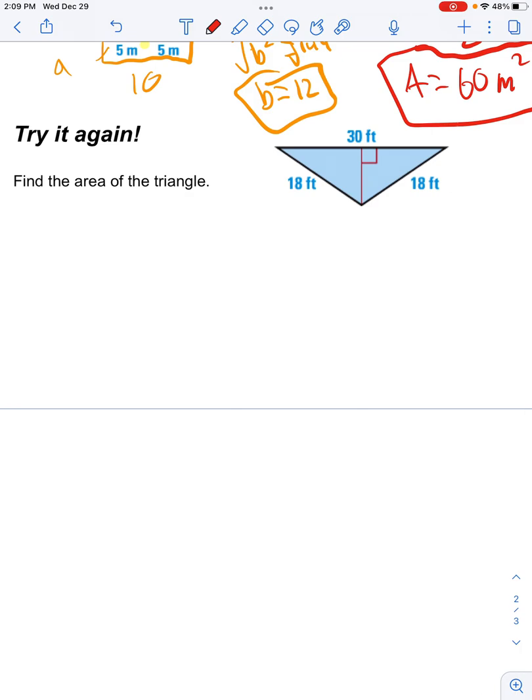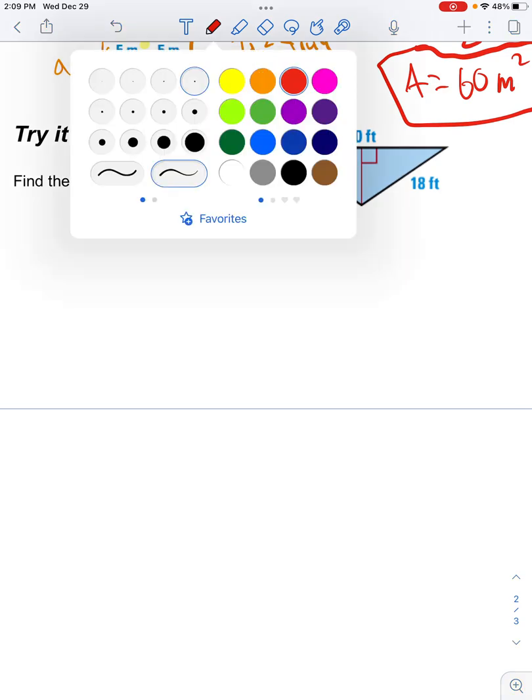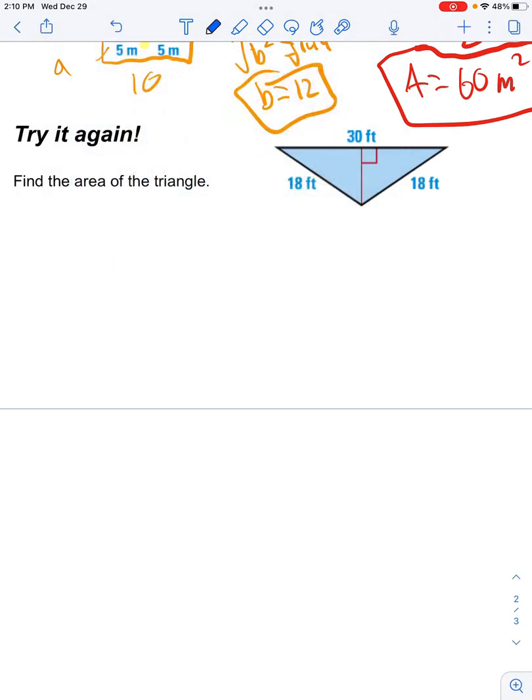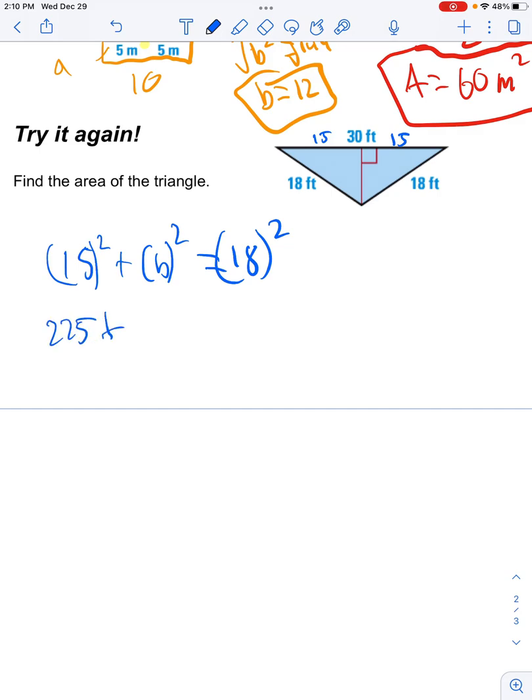Go ahead, pause the video, try this one on your own first. Okay, I'm going to demonstrate. So again, if this base is 30, then that means this is 15 and 15. So if I take my small leg and I square it, plus my height, which I don't know, I square it, equals my hypotenuse, which is always across from 90 degrees. 15 squared is 225, plus b squared equals 18 squared is 324.